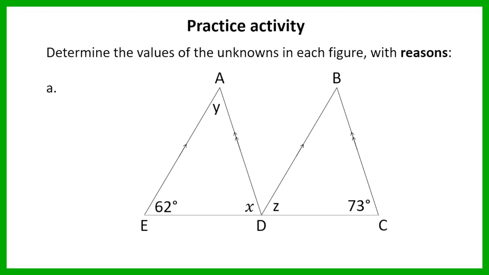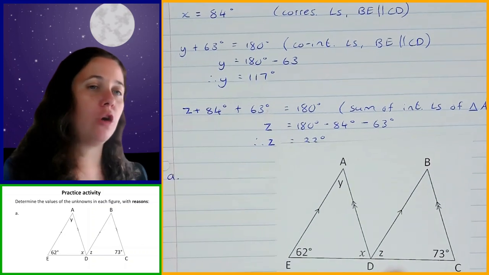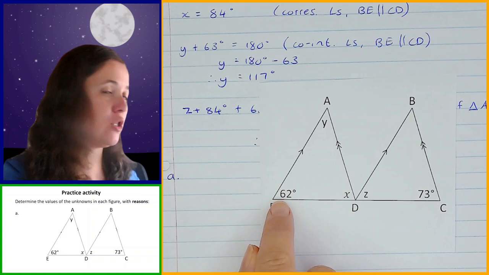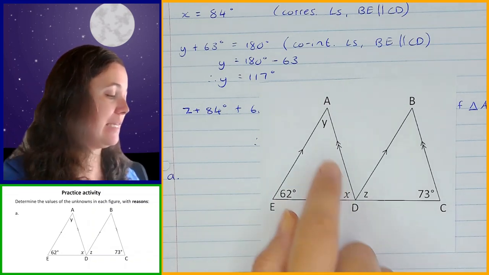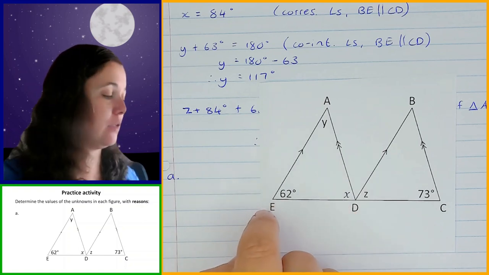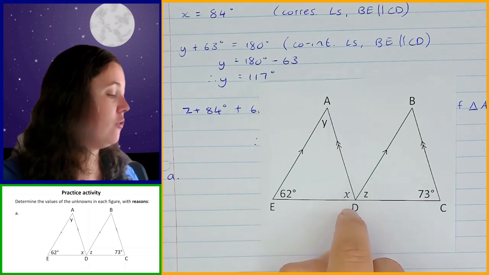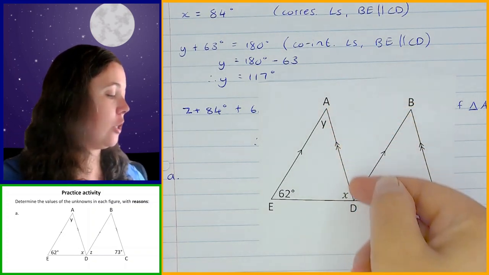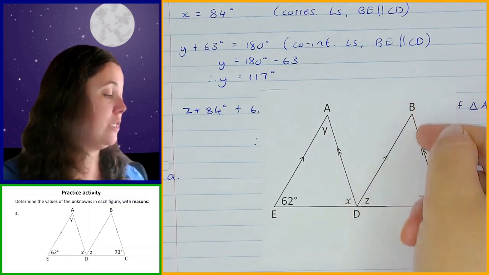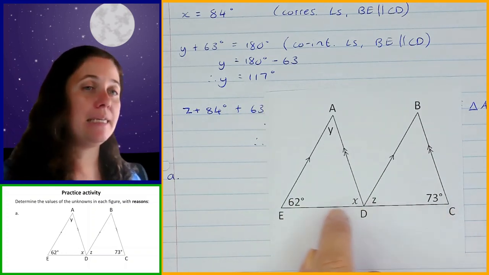Okay, so let's go through that example. In this question, you have got over here AED. We've been told this angle, we need to find X and we need to find Y. So we can't use the interior angles of this triangle because I only know one of the angles. So I need to use something else to work out X. Let's have a look at where X is. X is on this parallel line over here, so it is parallel to this line over here where EC is the transversal.